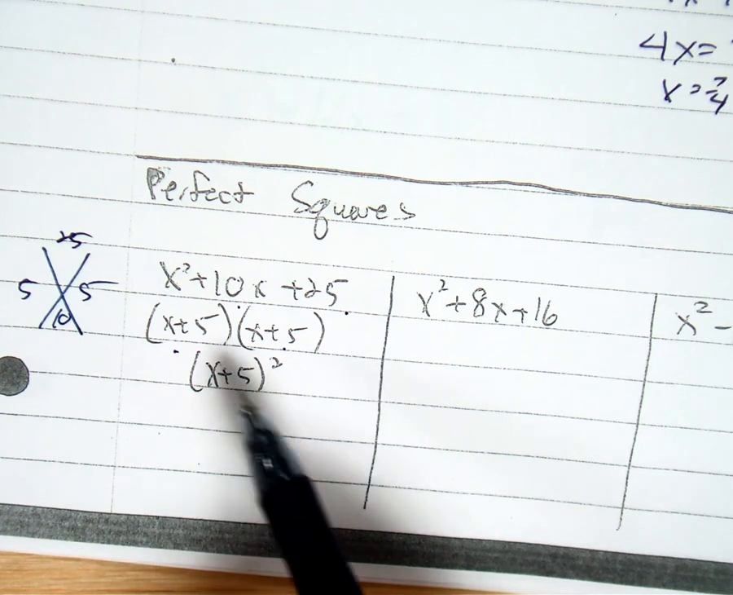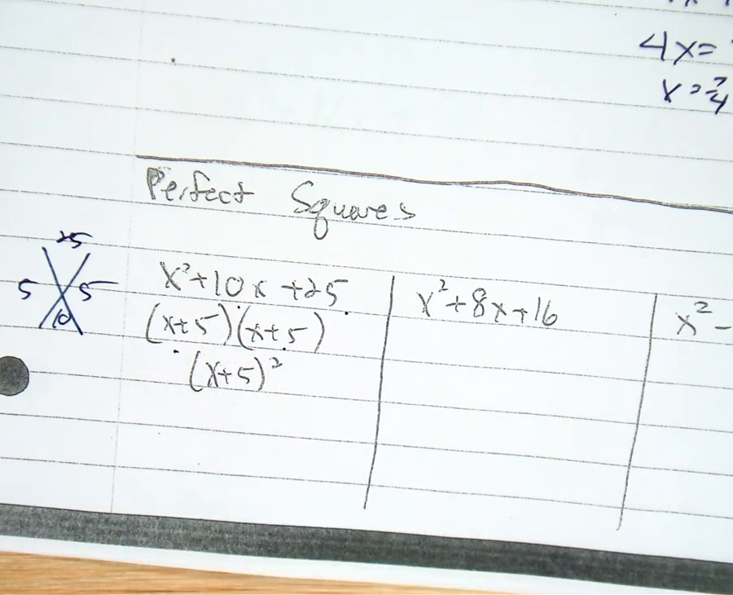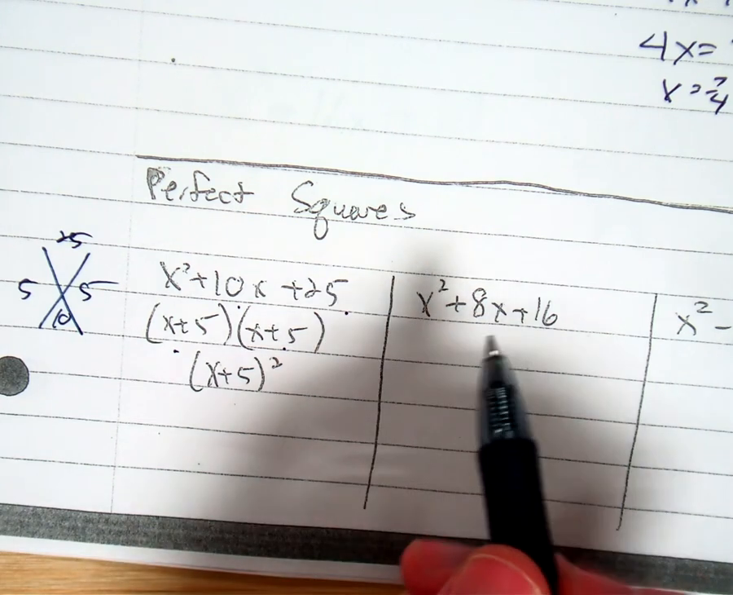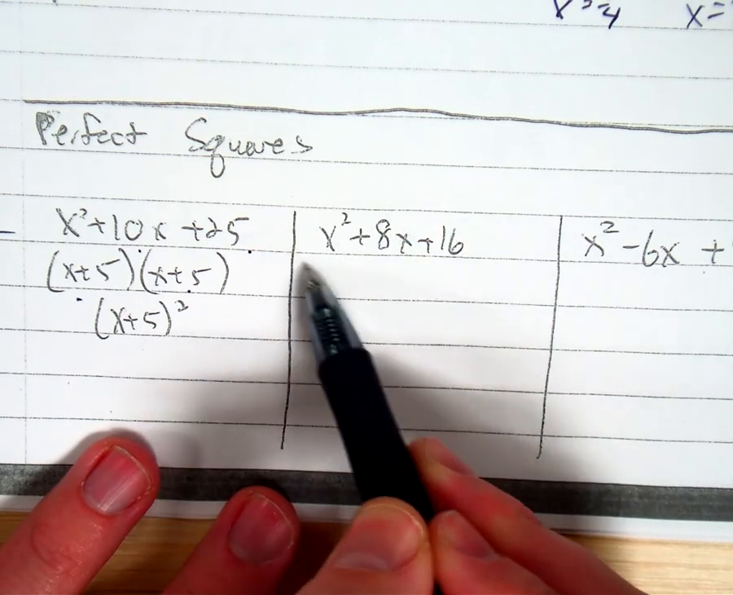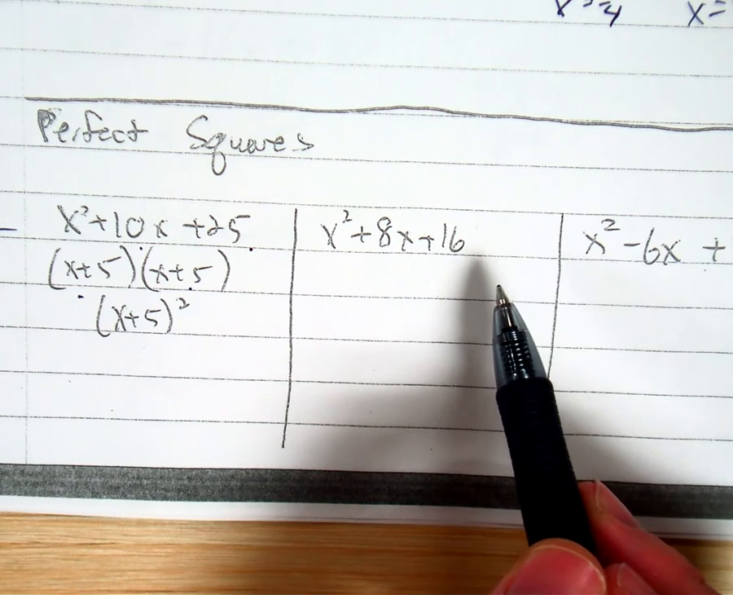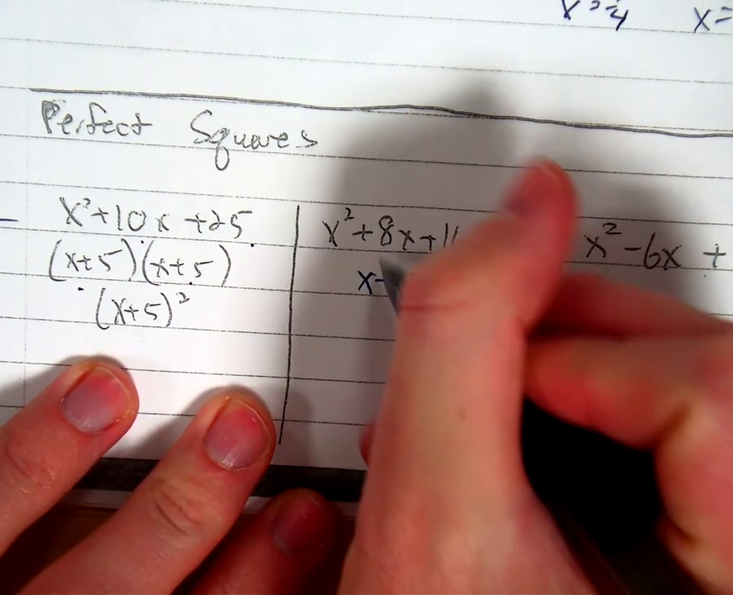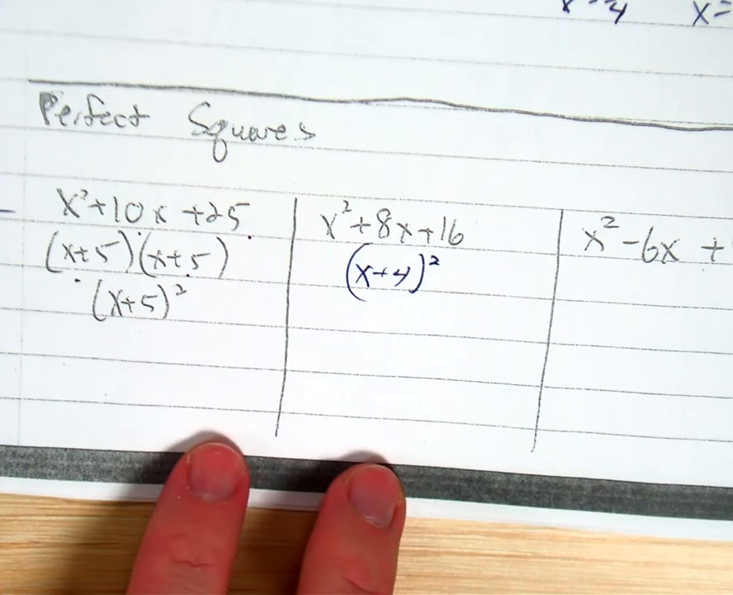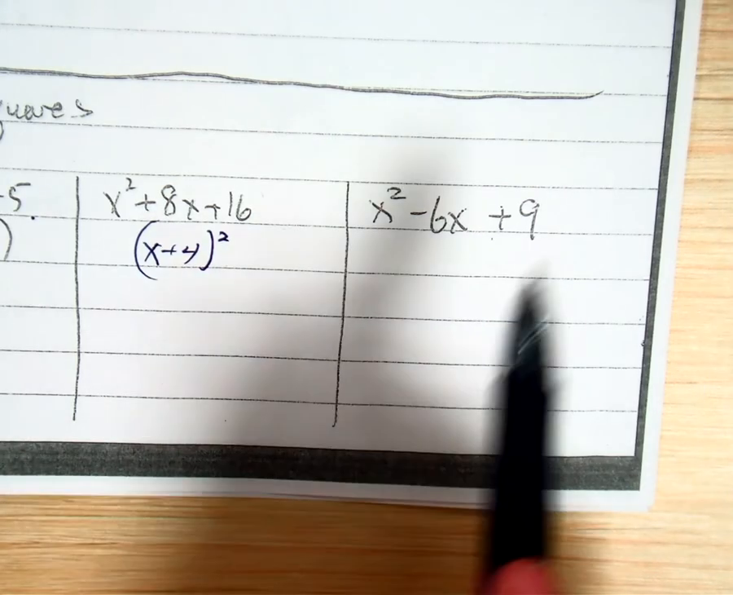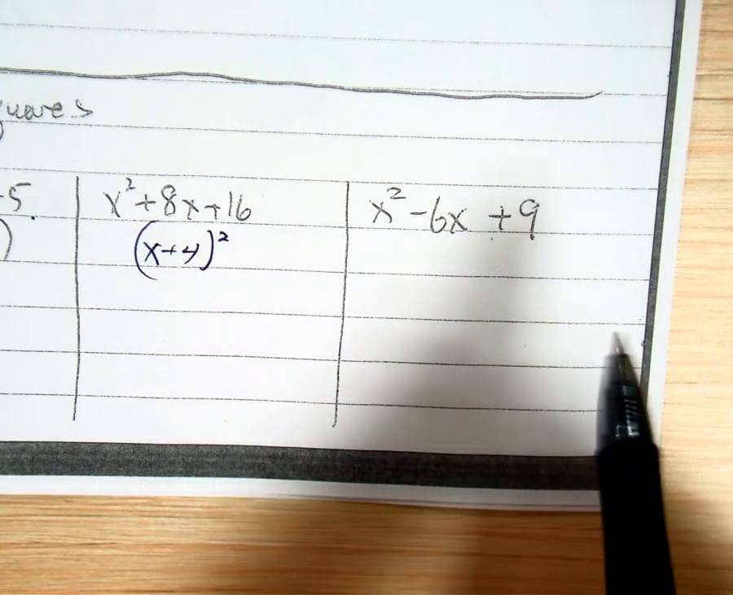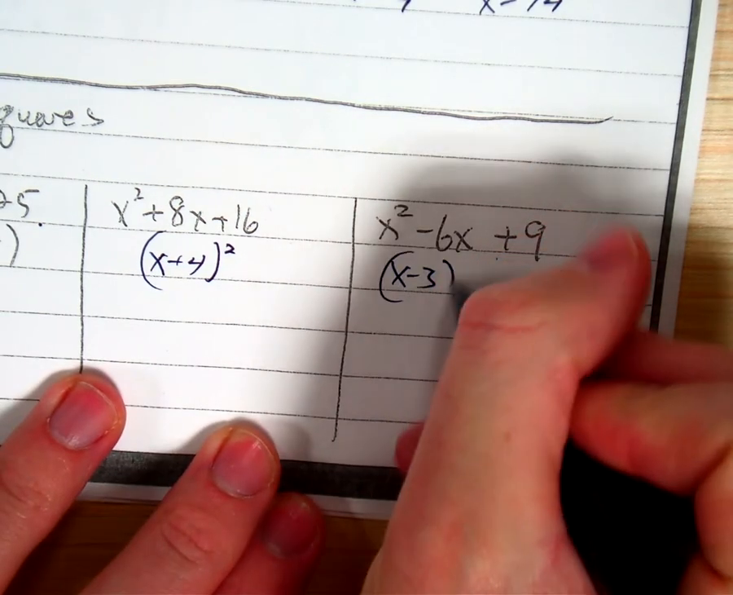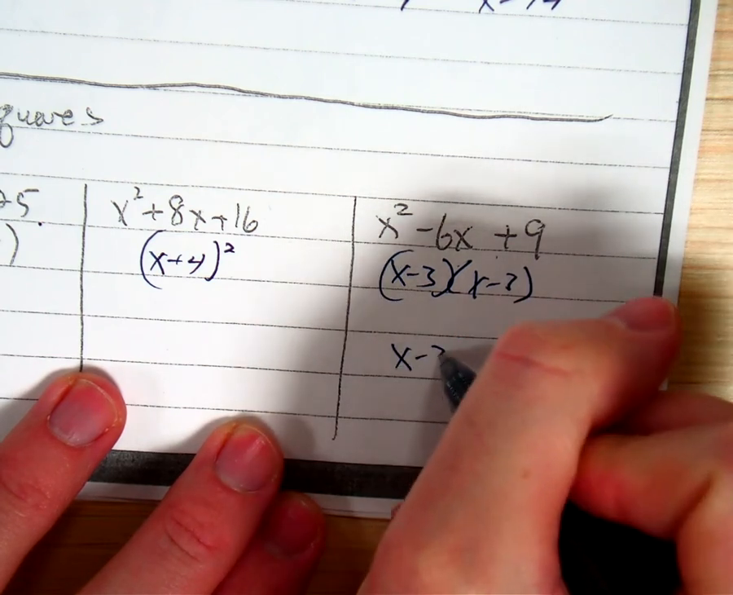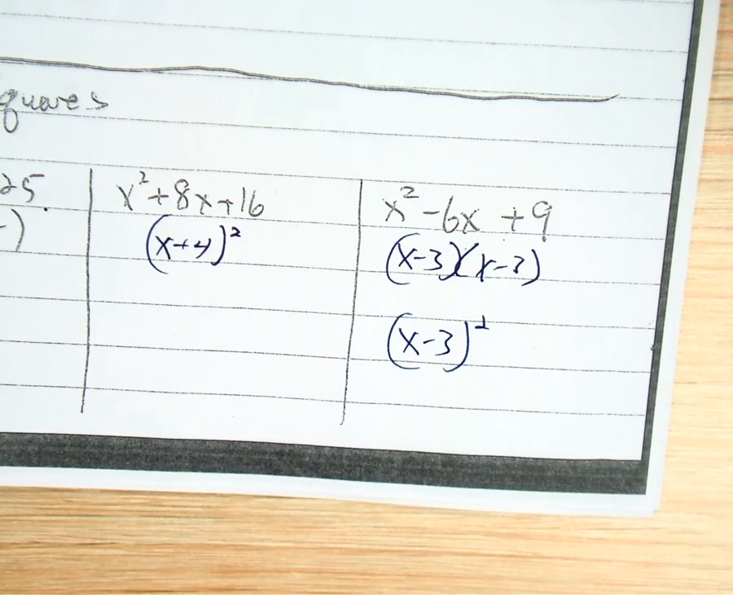And then after you do a couple of those, you'd be like, man, I'm really doing all this. It's not much work, but I'm doing extra work. So the more that you pay attention to these and can catch these, the better. All right, so what do you think this one would be? This is going to be x plus 4 squared. And our last one, ooh, it's got a minus 6 in the middle. Be careful. X minus 3, x minus 3, or x minus 3 squared.